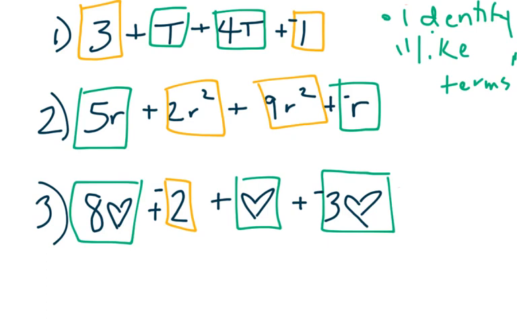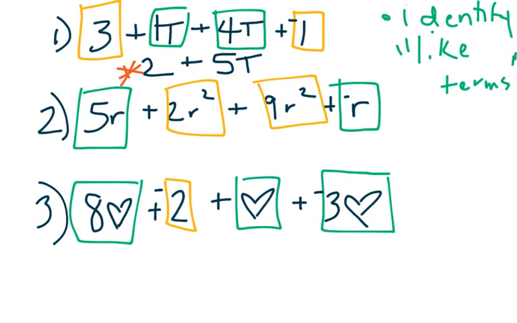Now let's look back at number 1. So if I combine the yellow terms, that's 3 plus a negative 1. So that's 2. And then to it, I'm adding a t. Remember, that's actually 1 t plus another 4 t's. That's 5 t's. That is my expression in simplest form because there are no more like terms.